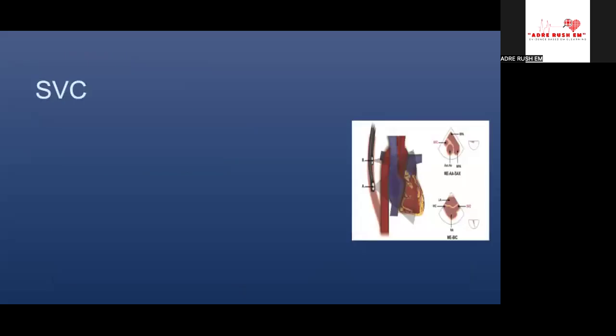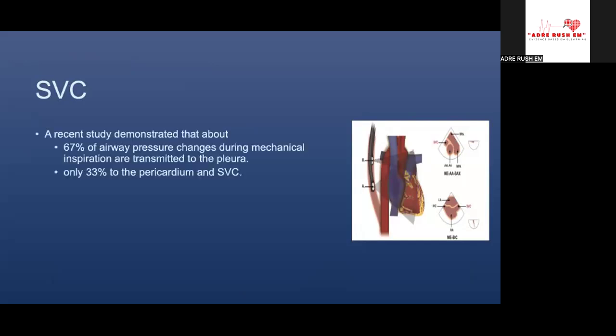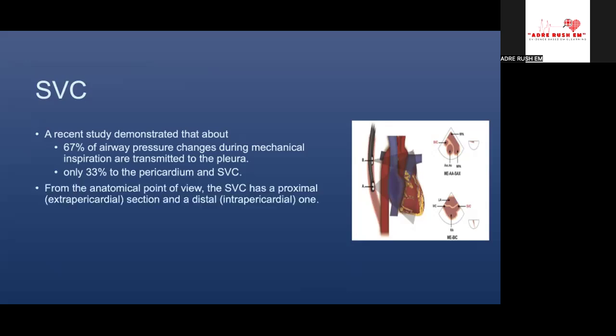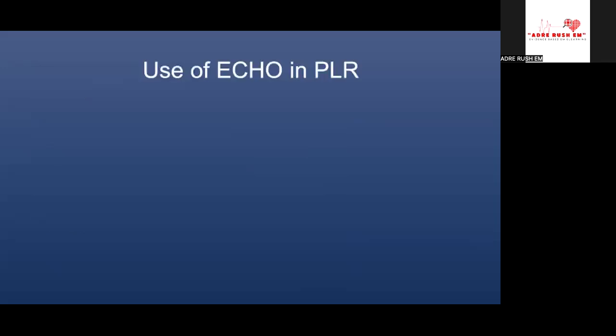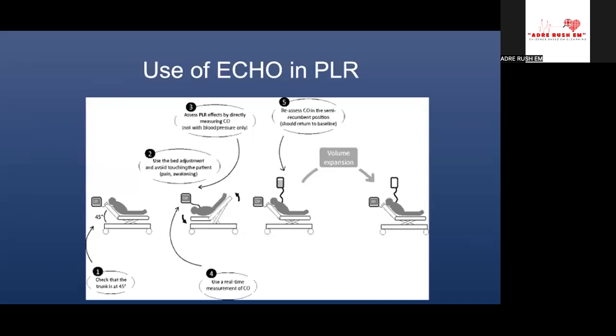Now, to overcome the influence of your intrathoracic cavity pressures, the SVC was used. Recent studies demonstrated that 67% of airway pressure changes during mechanical inspiration are transmitted to the pleura. Only 33% is transmitted to the pericardium and your SVC. From the anatomical point of view, the SVC has a proximal extrapericardial section and a distal intrapericardial section. Half of your SVC lies within the pericardium and half lies outside, when compared to the IVC, where most of it is outside.